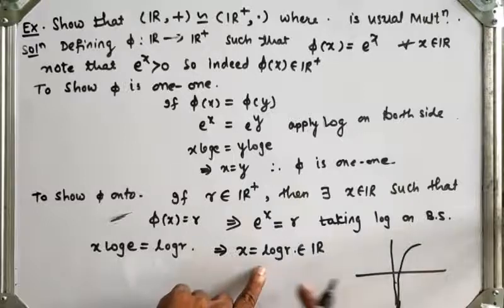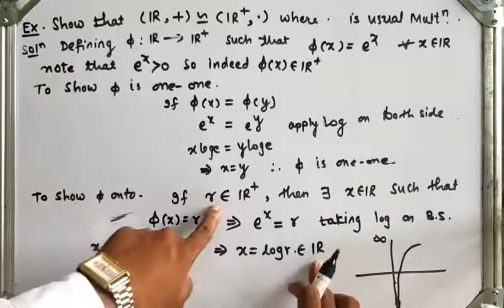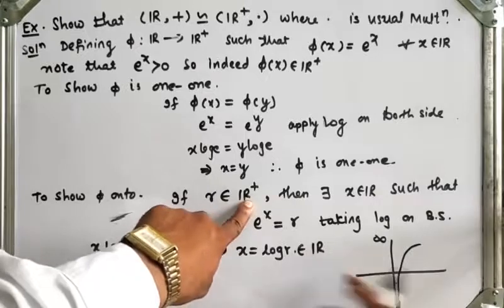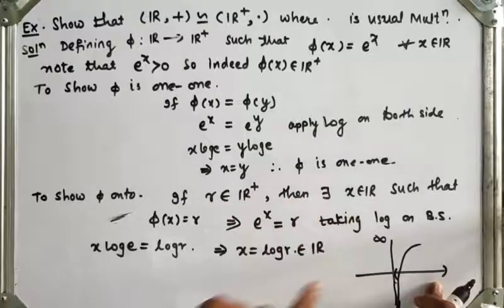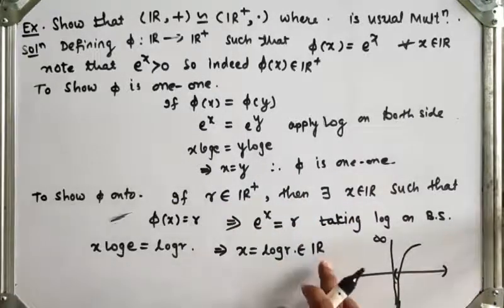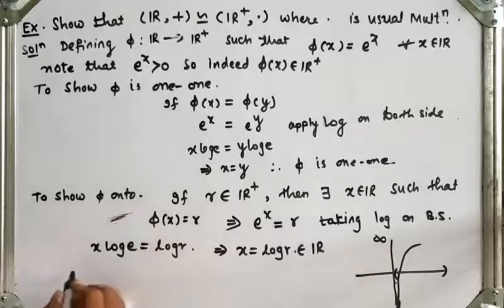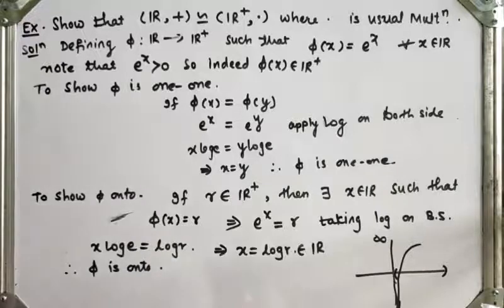So here x is equal to log r means this is from minus infinity to infinity, every number, which belongs to real numbers R. Therefore x is equal to log r belongs to R. Here r belongs to what? Positive real numbers. This is our domain, positive real numbers, and there exists x belongs to R such that x is equal to log r. This is the whole real line, so log r belongs to R, therefore phi is an onto function.